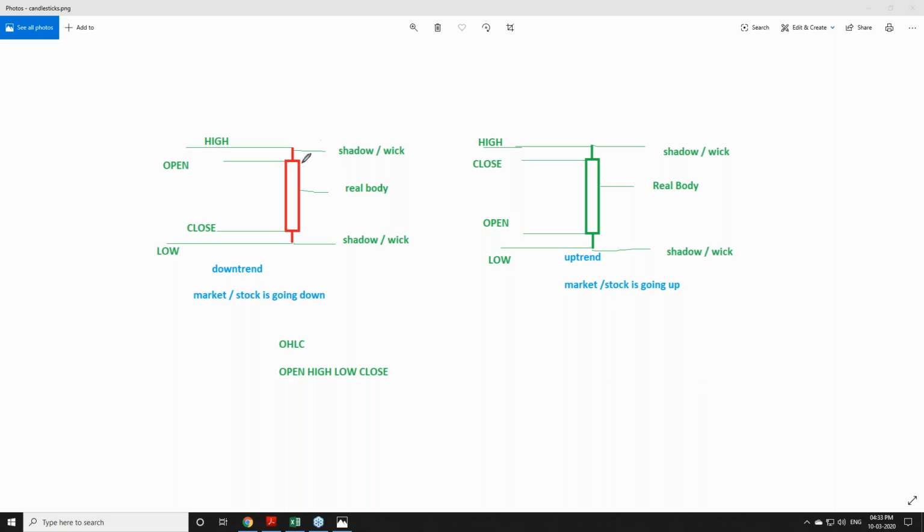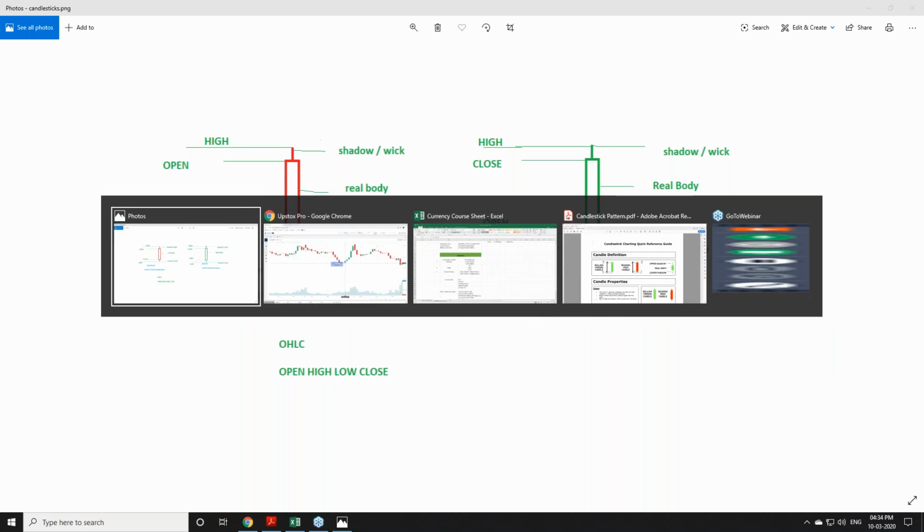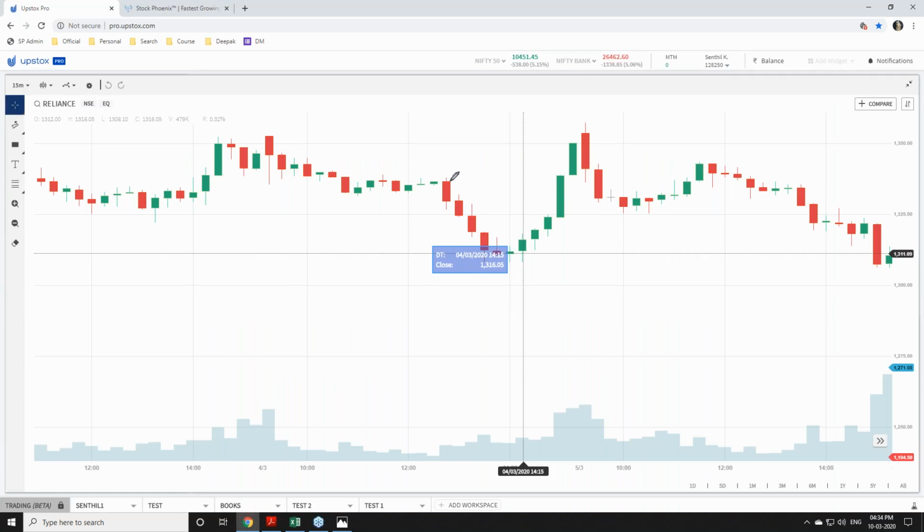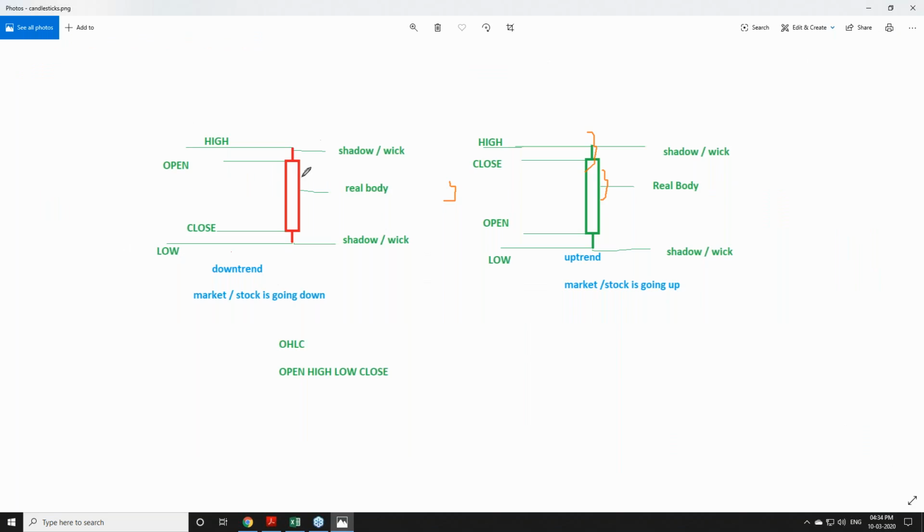There are many different types of candlesticks. We are not going to learn everything about that. We are going to learn only based on the pin bar candlesticks, and including the pin bar candlesticks, the anatomy is common. Whenever you see a real body, for example, you can see this is called the real body.